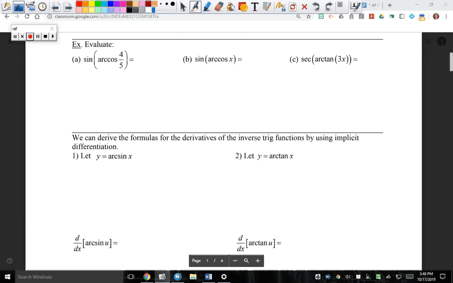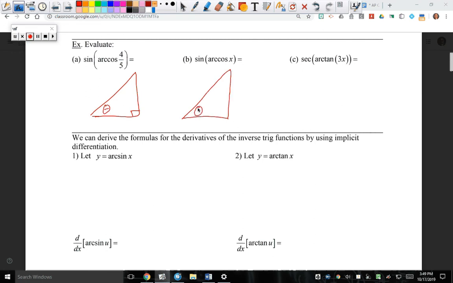So here we go. Now, it's been a while since we've done this one. But we're looking now at finding the sine of the arc cosine of 4/5, the sine of the arc cosine of x, the secant of the arc tangent of 3x. A little bit of review. When we did this, we found reference triangles is a fast and efficient way to solve these kinds of problems.